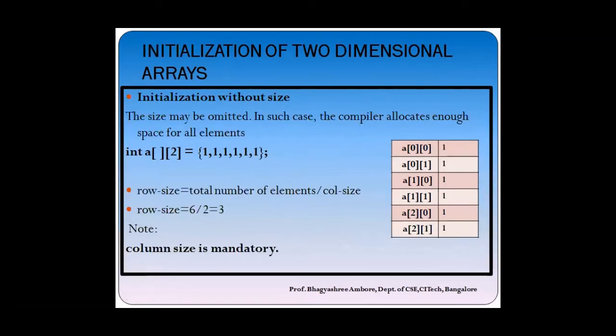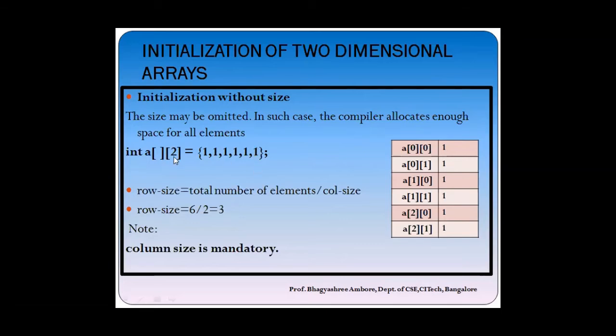Next, we'll see initialization without size. In case of a one-dimensional array, the compiler will count the number of elements you have given and it will fill. What happens in case of a two-dimensional array? Now I have given here int a of blank. Row size I have not given, I have only given a column size. Now I have given here all the values. Now we'll start counting how many elements are there. 1, 2, 3, 4, 5, 6. Total 6 elements are there.